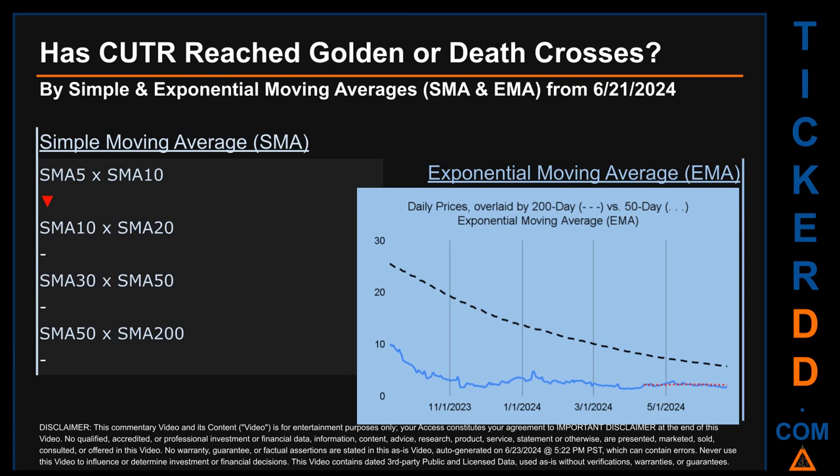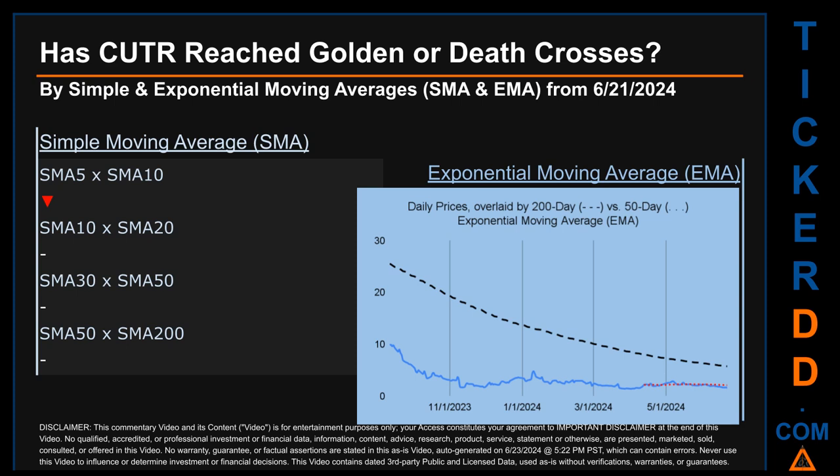Has CUTR price reached golden or death crosses? Golden cross and death cross are basic signals that compare average prices across two specified trade day ranges, a short-term versus a long-term range. For example, 5-day versus 10 trade days. Essentially, a golden cross is a bullish signal. It appears when a ticker's short-term moving average crosses above its long-term average. Vice versa, a death cross is a bearish signal when the short-term crosses below its long-term moving average.